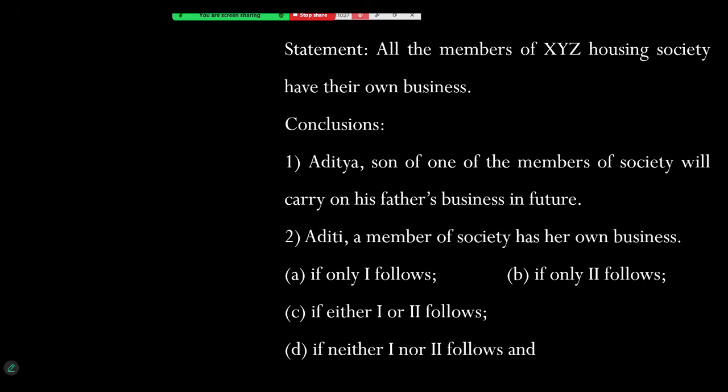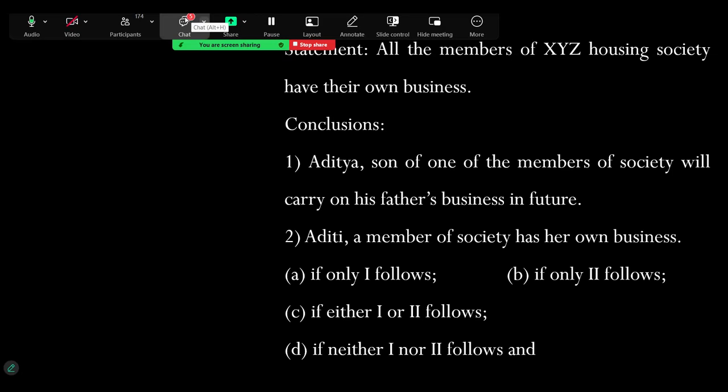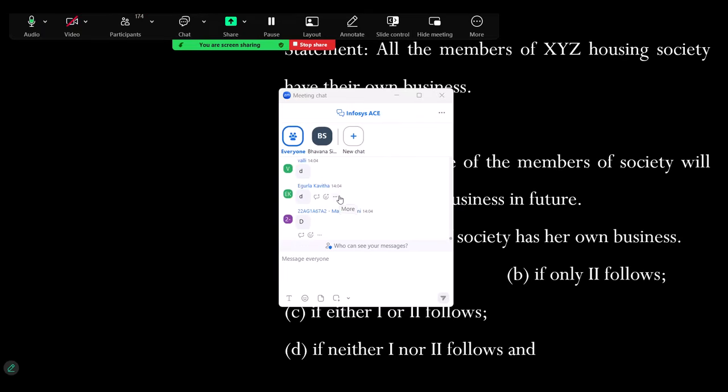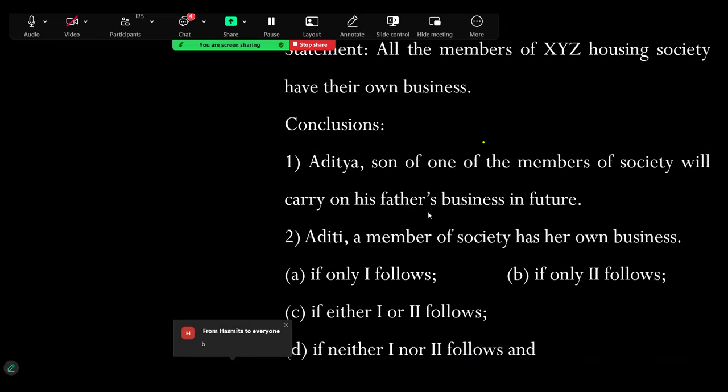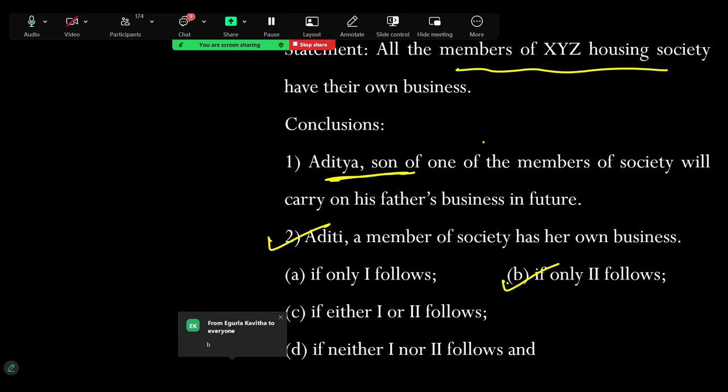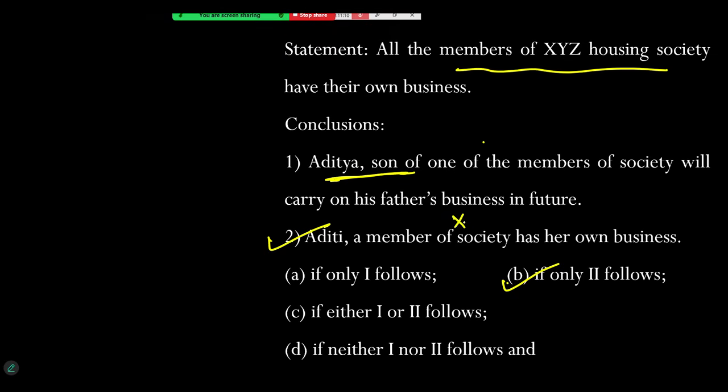All the members of XYZ housing society have their own business. Which conclusion is okay? Is it only one, only two, either one or two? B? Yeah, B correct. Because this guy's sons, will they continue their business or not? We don't know. But here the question is regarding society. Aditi, a member of XYZ society, to be specific, to be clear.